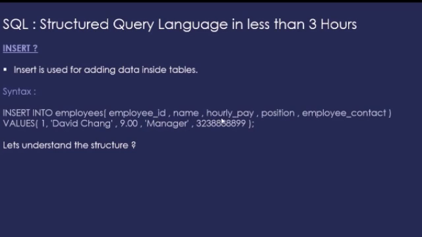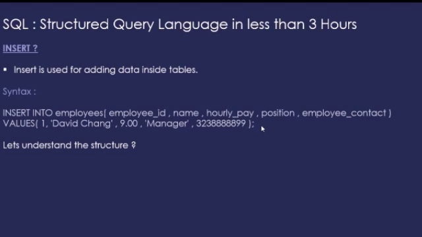comma name, comma hourly pay, comma position, comma employee contact, followed by values, again opening and closing brackets, and inside that we have values corresponding to those fields. So 1 corresponds to the employee ID, David Chang corresponds to name, 9 corresponds to hourly pay, manager corresponds to the position, and this number corresponds to the employee contact.